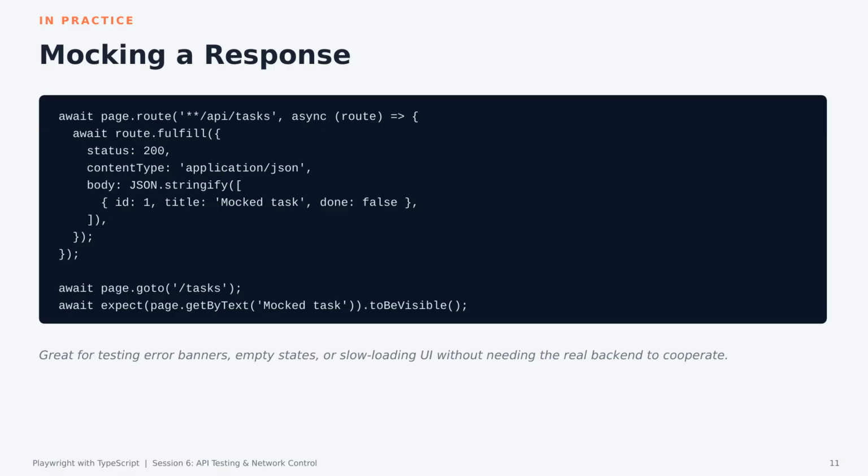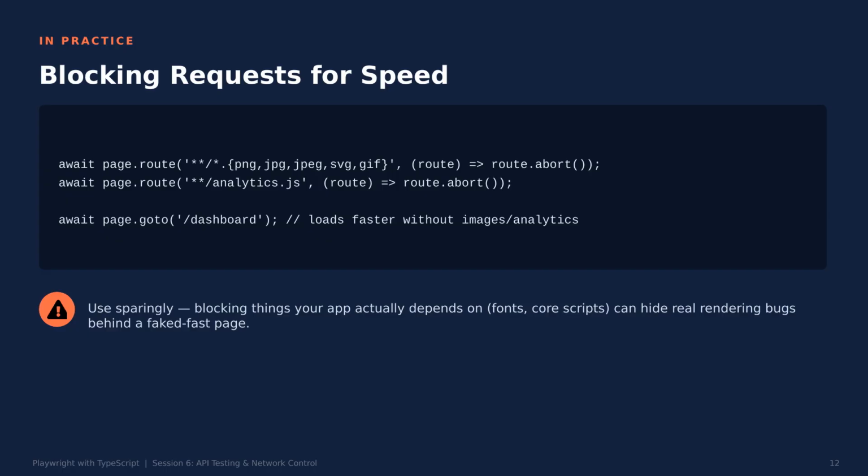This is genuinely great for testing error banners, empty states, or slow loading UI, all without needing your real backend to actually cooperate and produce those specific conditions on demand. Let's look at blocking requests to speed things up. Await page.route, matching any image file extension, calling route.abort. Another route, matching analytics.js, also aborted. Then we navigate to /dashboard and it loads noticeably faster without images or analytics weighing it down.